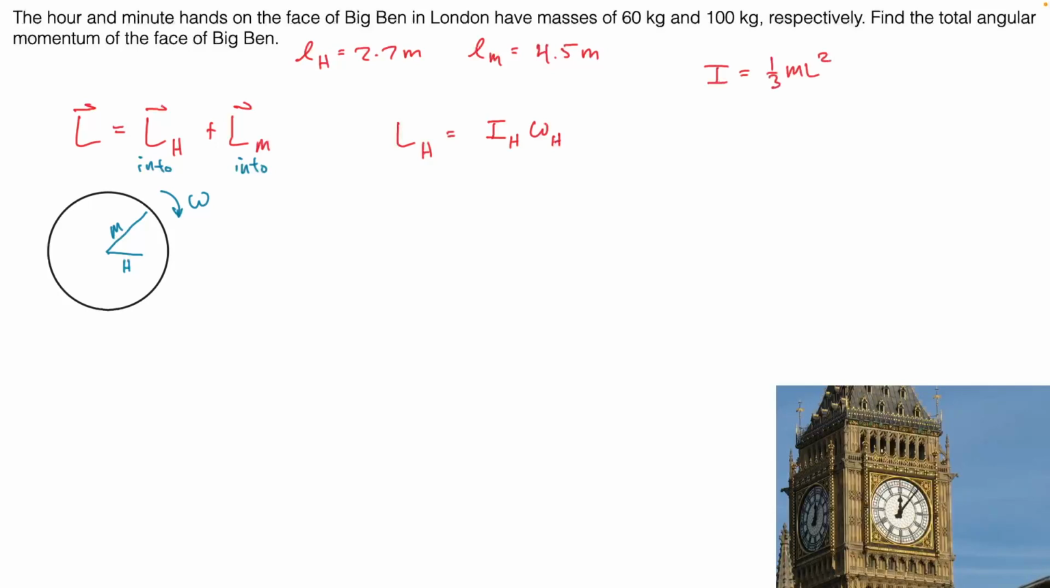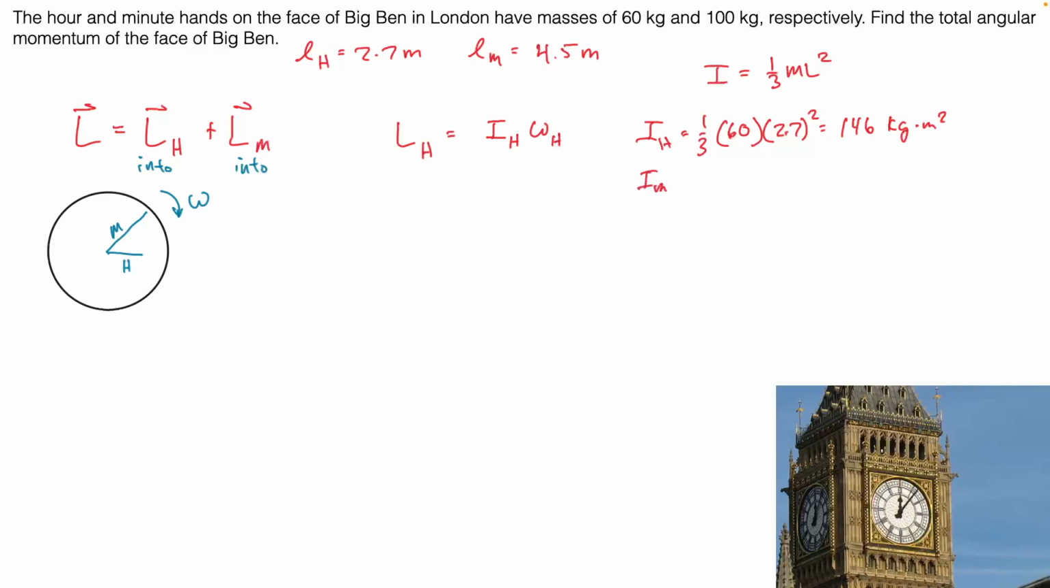1/3 ml squared, right? So we'll use that for both the hour and minute hands with their masses and lengths. So let's just get them both, right? It's going to be 1/3 times the mass, which is 60 kilograms, times the length of the other, 2.7 squared. I got 146 kilogram meter squared.